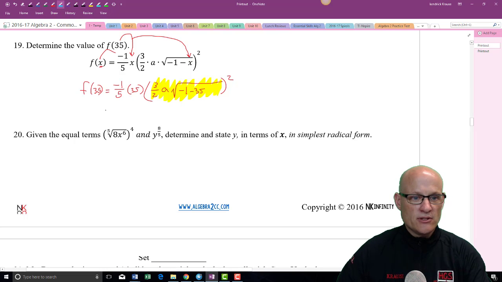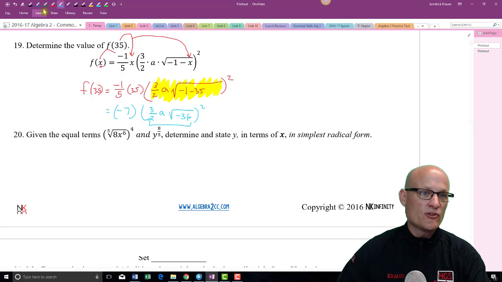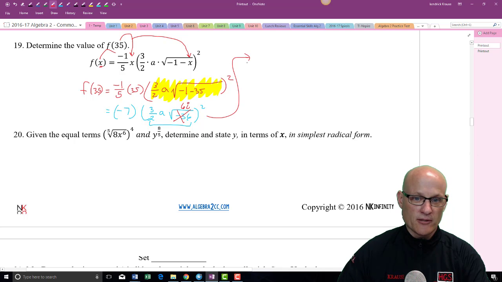So, this is equal to negative 7. I'm just going to do that part out there. But now I got to be careful. What I'm trying to say is I don't do this squared. This is really negative 36. Let's just do this in pieces. 3/2 times the square root of negative 36, squared. Now be careful. I still got to take care of what's on the inside here. So, what is the square root of negative 36? That's 6i.